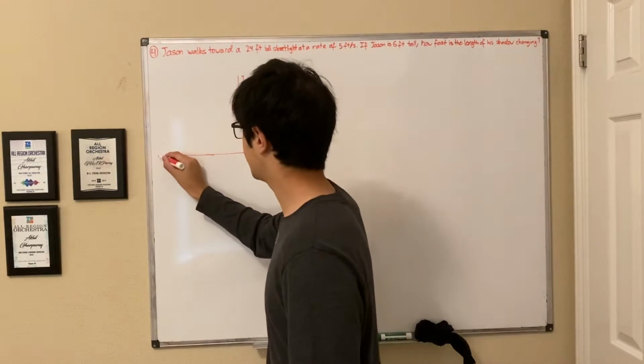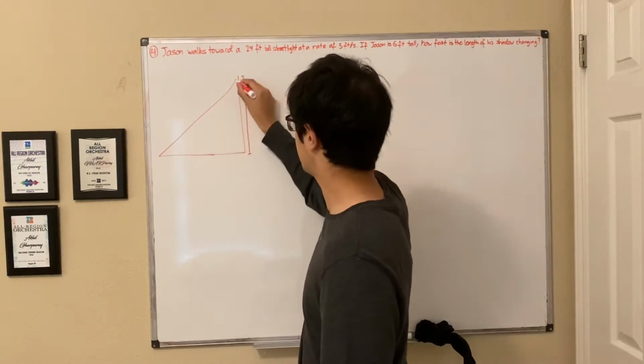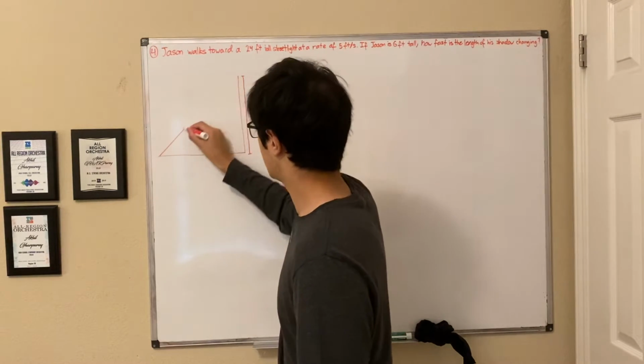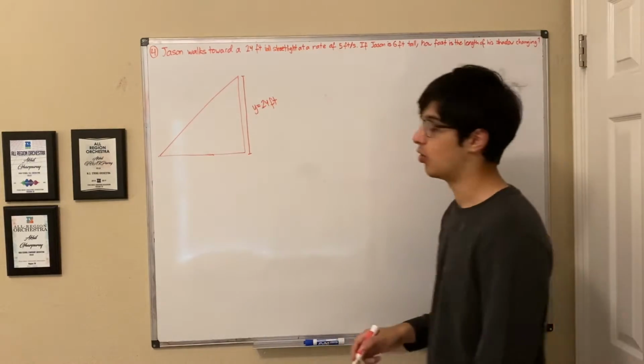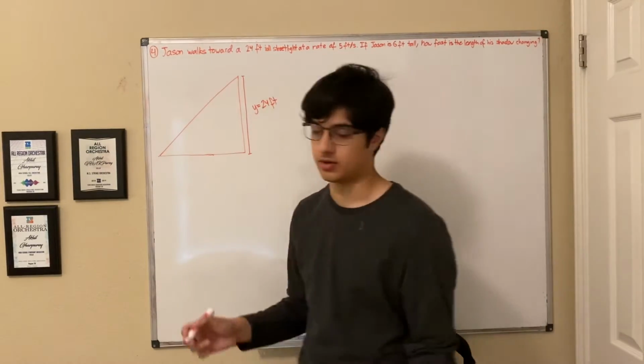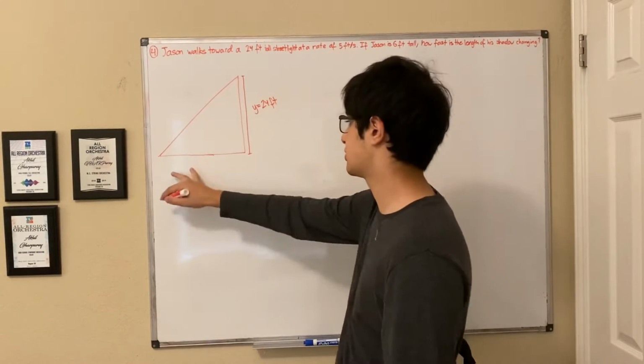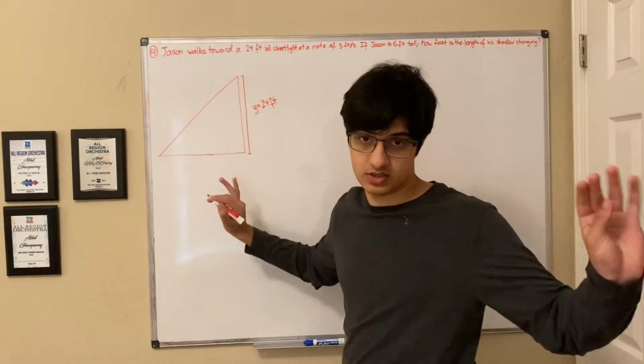And let's go ahead and try to find a geometric shape that we could use as a tool. And that right there is just going to be a triangle, and I'll show you how we can use that. So we have y equals 24 feet. This is a total scenario.